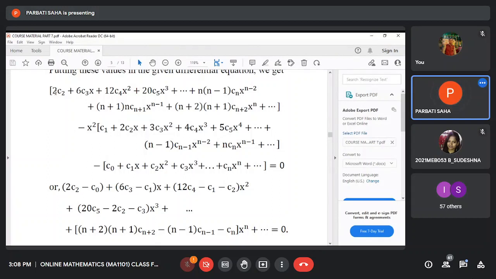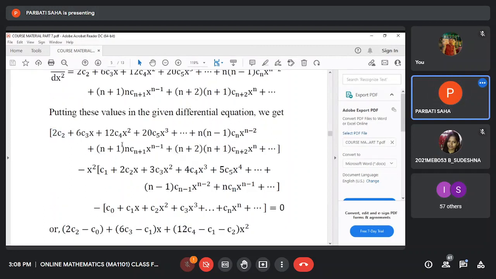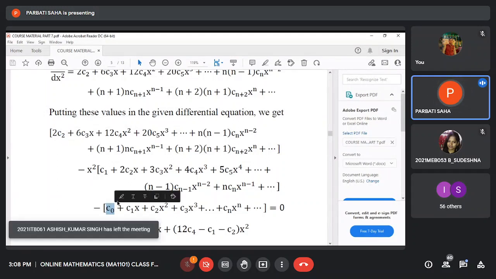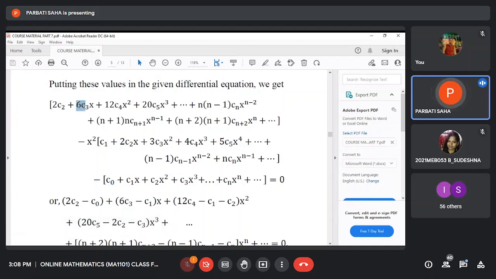Just see the coefficient, actually it is the constant term 2c2. First of all, you see which are constant. 2c2 here is a constant, and then c0 is a constant. So combine these two terms. Then collect the terms containing x. Here it is 6c3, and minus c1. This is the term containing x only, so this is the coefficient of x.